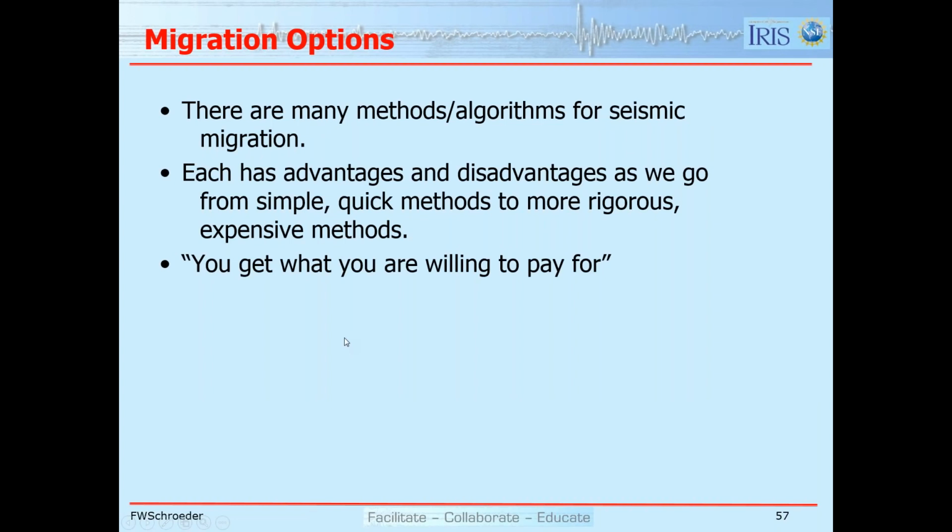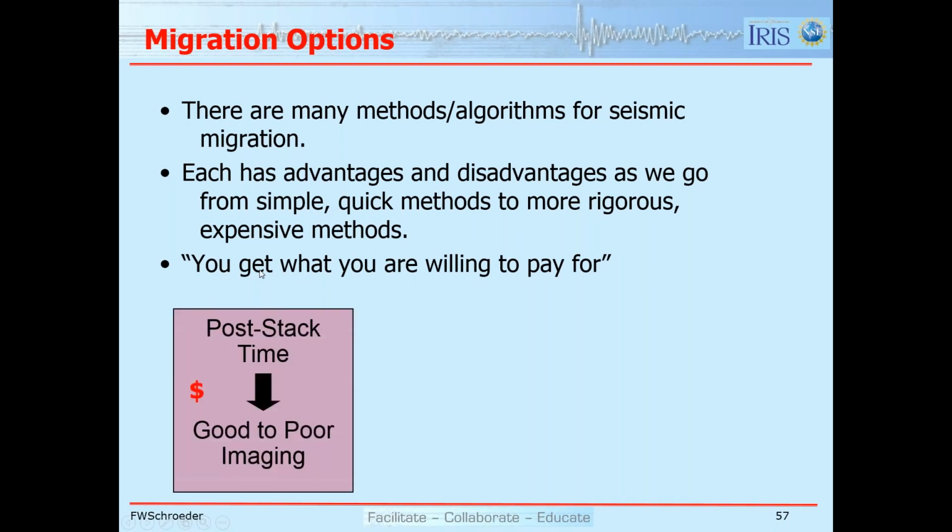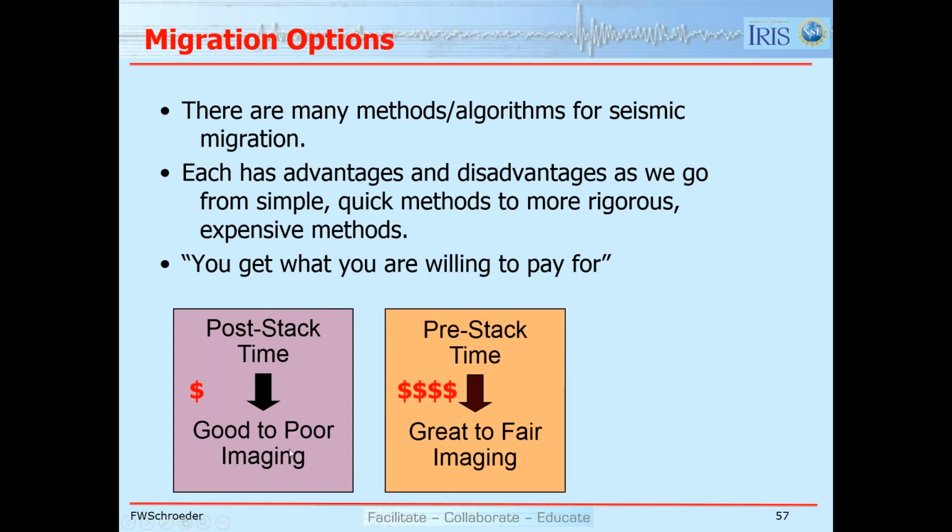So migration, there's a number of different algorithms that are available. There's advantages and disadvantages for each. Some are simple and quick, and they're not as accurate. And with seismic migration, the adage, you get what you pay for, or you get what you're willing to pay for, is correct. So post-stack time is the fastest and cheapest. It can give us fairly good imaging.